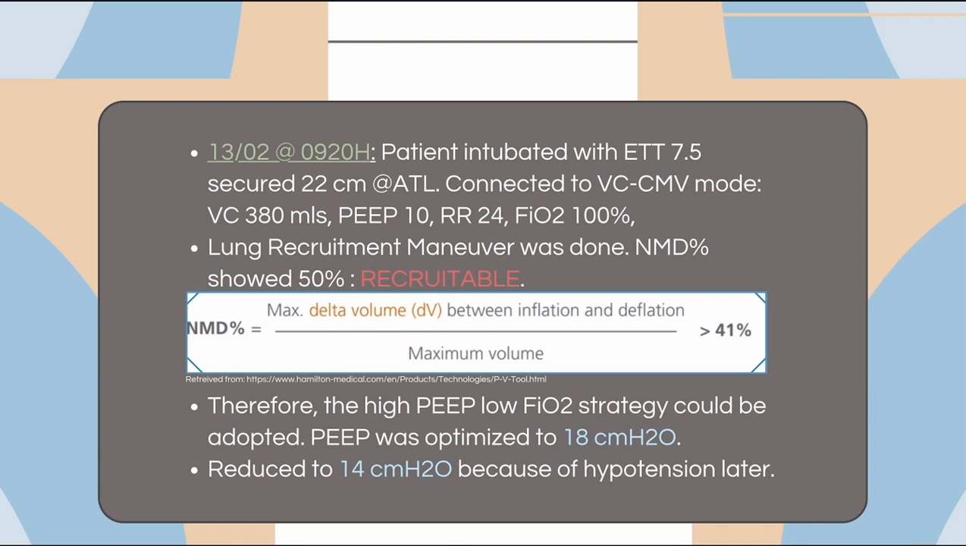She was connected to volume controlled CMV mode, volume set at 380 mils, PEEP of 10, rate of 24, FiO2 100%. Now, if you look at the PEEP and the FiO2, it gives you the picture that the patient has refractory hypoxemia. So they did a lung recruitment maneuver. NMD percent showed 50, which is more than 41%. So what does that mean? The patient's lungs are recruitable. So we can go ahead with the high PEEP, low FiO2 strategy of ARDS management.